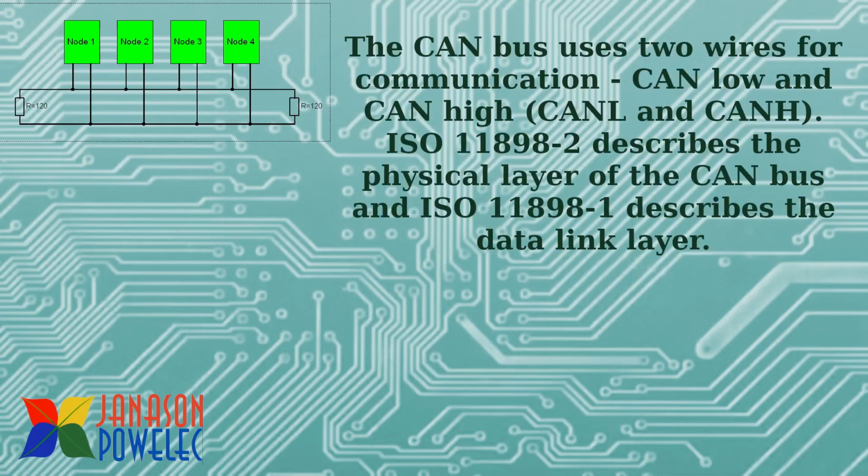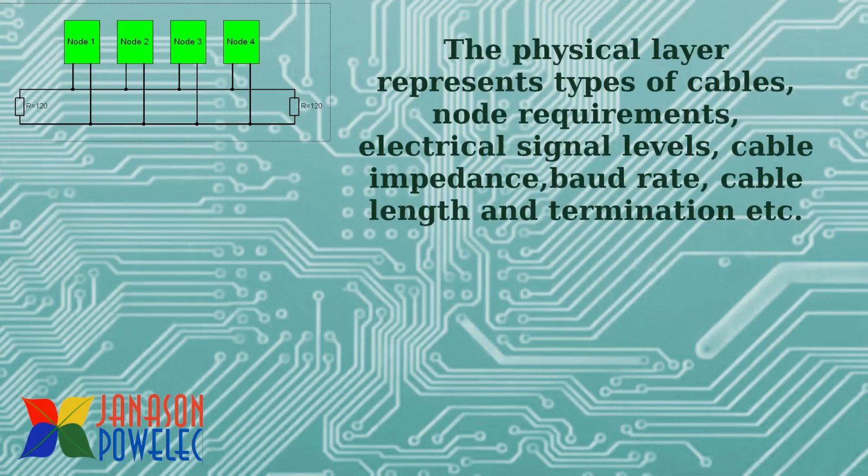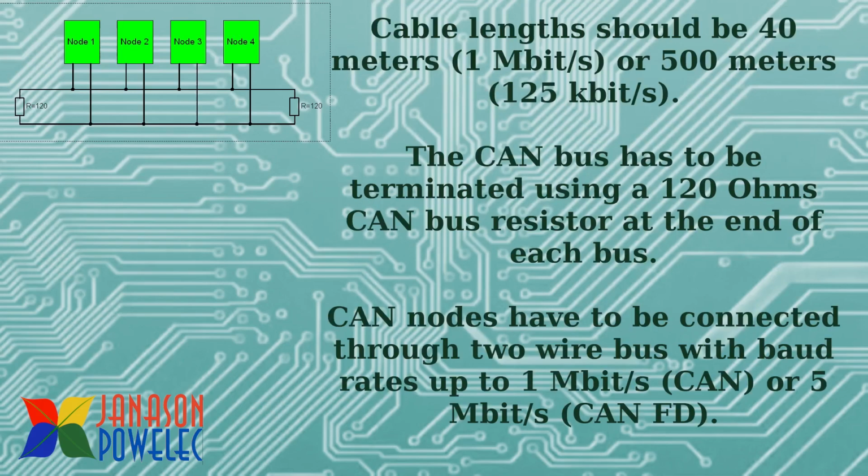The CAN bus uses two wires for communication, CAN low and CAN high. ISO 11898-2 describes the physical layer of the CAN bus and ISO 11898-1 describes the data link layer. The physical layer represents types of cables, node requirements, electrical signal levels, cable impedance, baud rate, cable length and termination, etc.